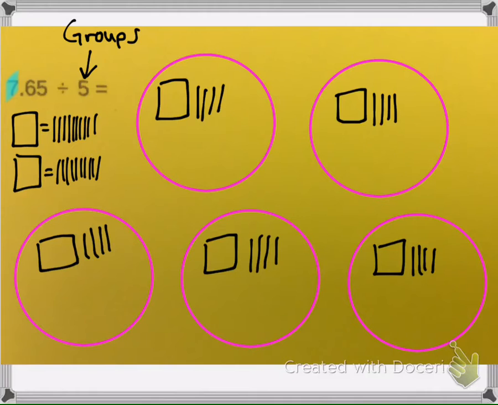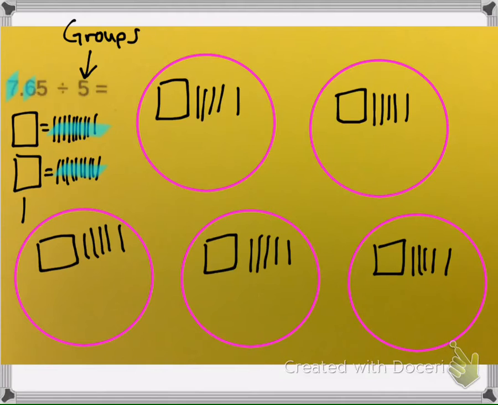Let me go back. So I should have ended up with 4 in each group, right? Because 4 times 5 is 20. There. That's correct. So I've finished those, and now I'm looking at the 6 in the 10th place. Those 6 are 6 tenths, so I gotta give them out to the groups. So each group will get 1, 1, 1, 1, and 1. So I end up with 1 left over.